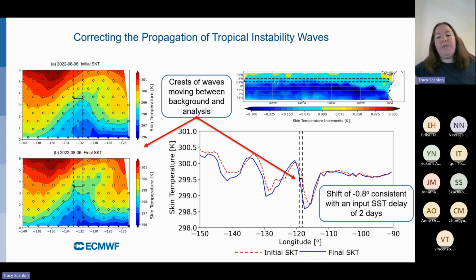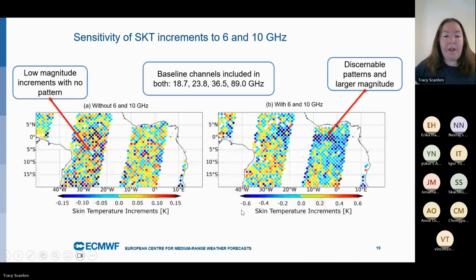And it also gives us confidence that we're seeing meaningful updates from the microwave. So stepping back a little, I just wanted to show an example of why 6 and 10 gigahertz are really important in this context. So here we have an experiment where the skin temperature increments have been generated without using 6 and 10 gigahertz versus an experiment where they've been generated using it. And there are two key differences here.